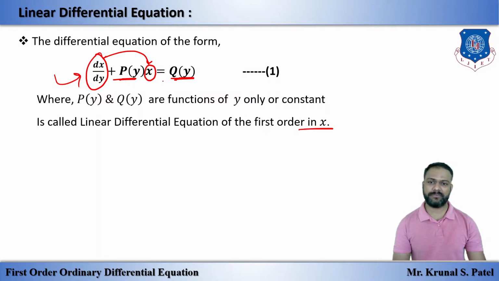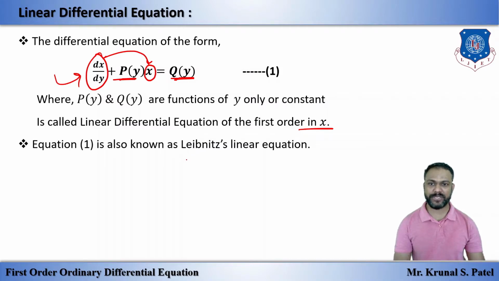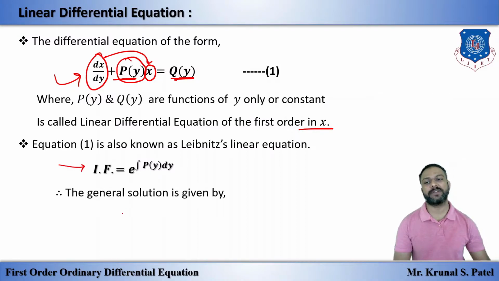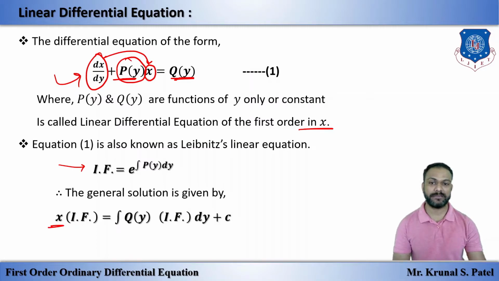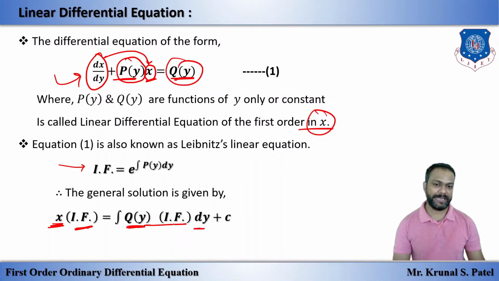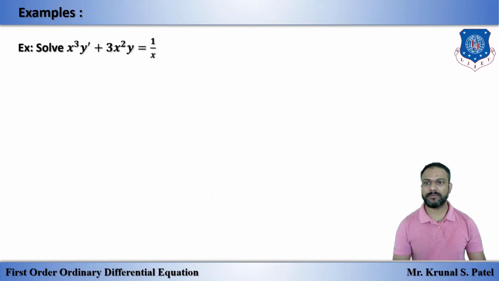This is also known as the Leibniz linear equation, and we can find the IF using p of y, that means e raised to integration p of y dy. After getting the IF, the general solution is given by x into IF is equal to integration of q of y into IF dy, integrating with respect to y. So we have two types of linear differential equation. Let's understand with one or two examples.